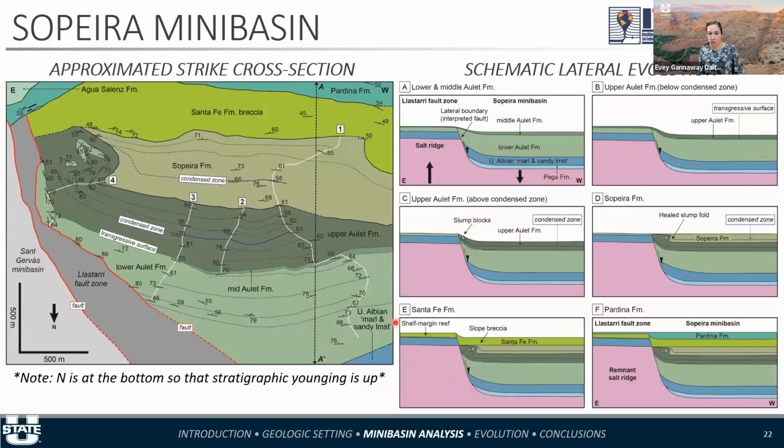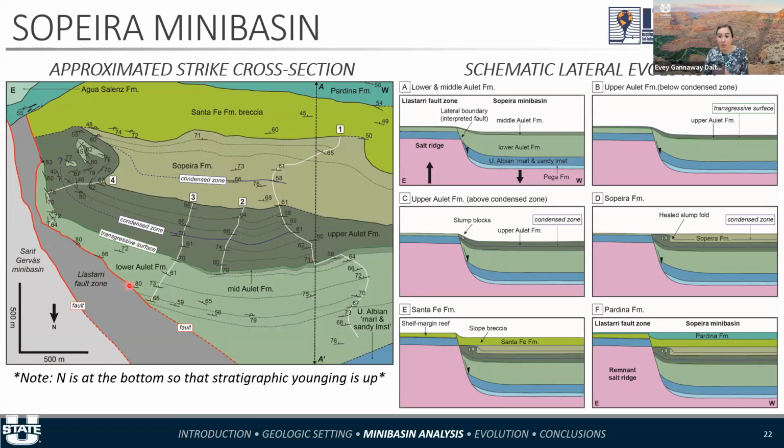Now, let's switch our perspective and take a look at this strike section. And this is just our geologic map rotated 180 degrees to approximate a strike section because you've got these really steep south dipping strata. So again, matching the perspective of those drone photos where north is at the bottom and stratigraphic younging is up top, or is up, excuse me.